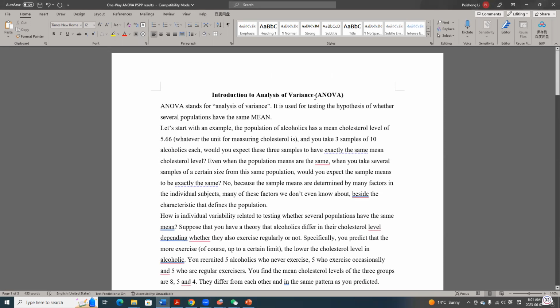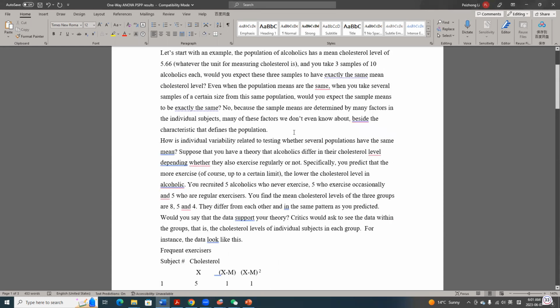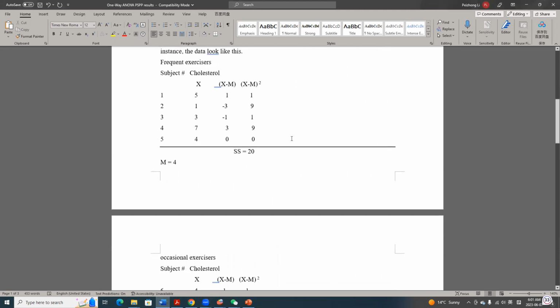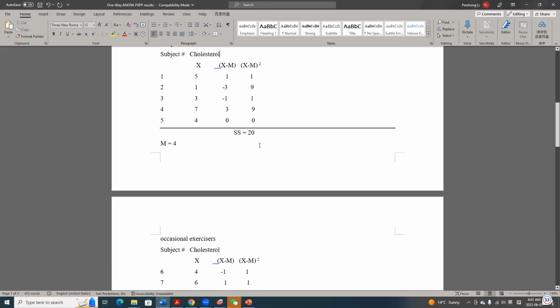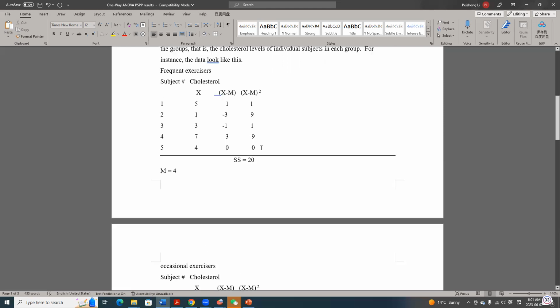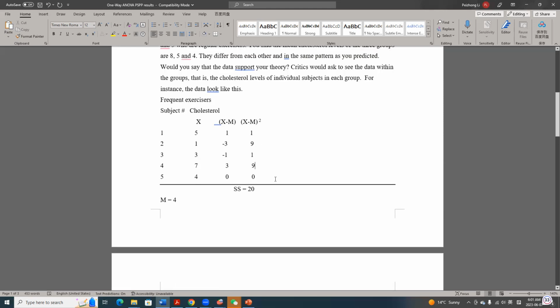Now I'm going to show how to use PSPP to do a one-way ANOVA, analysis of variance. When you have two groups to compare, you use a t-test. But when you have more than two groups, like three groups, you don't use a t-test. You have to use an analysis of variance. ANOVA will tell you, do you have any differences among the three groups, anywhere among the three groups?